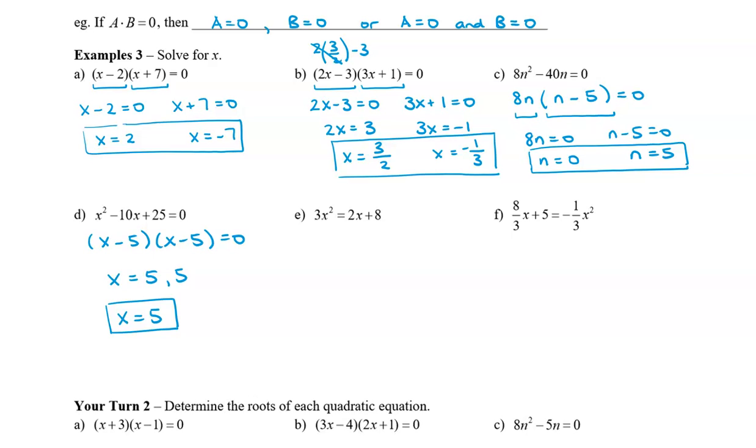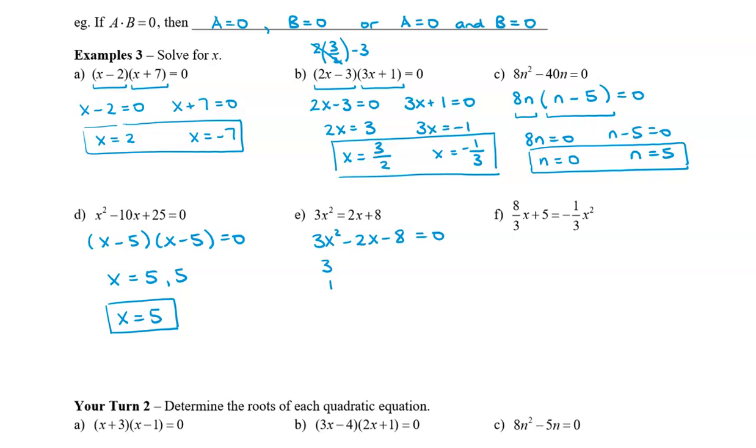All right, for the next one here, we need to move everything to one side first before we can factor. So we're going to get 3x squared minus 2x minus 8 equals 0. And then I'm going to factor this by doing a crisscross guessing and checking method. I know that the numbers that multiply to 3 are 3 and 1, okay? And then the numbers that multiply to negative 8 are negative 4 and 2, or 4 and negative 2.